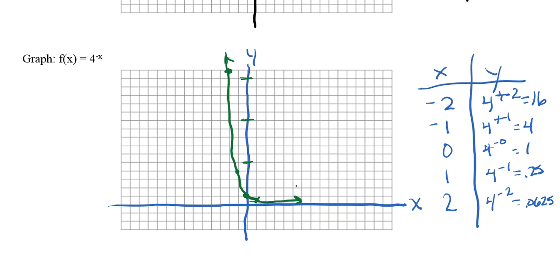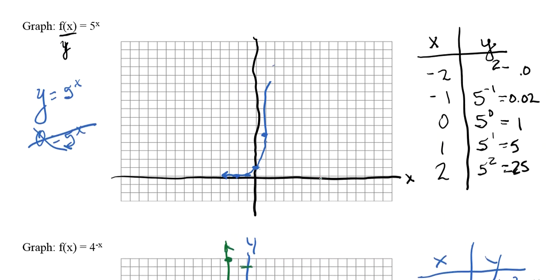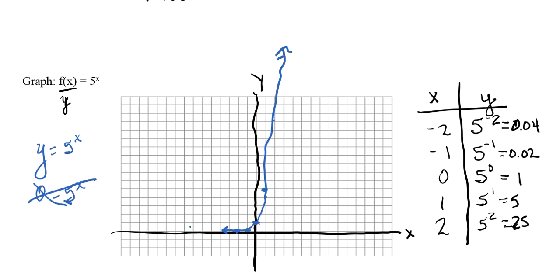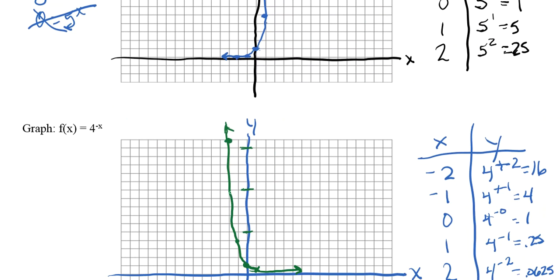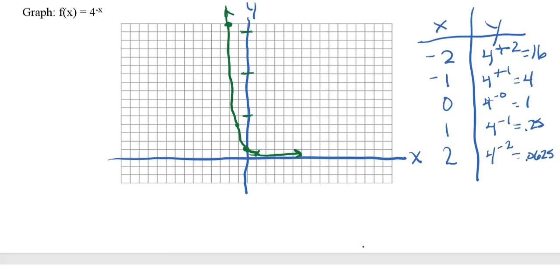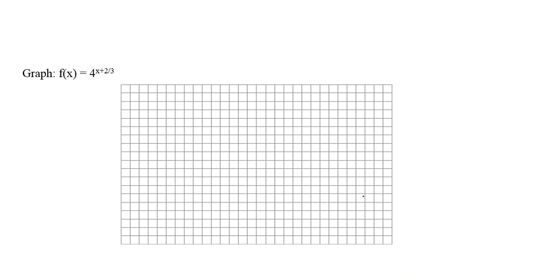And so if you look at the two graphs, if your x is positive, you're increasing as you move to the right. If your x is negative, you're decreasing as you move to the right. Now the process doesn't change even if you get a little crazy with your exponent. In this case I am 4 to the x plus 2/3. So the x plus 2/3 is my exponent. I'm going to treat it exactly the same.